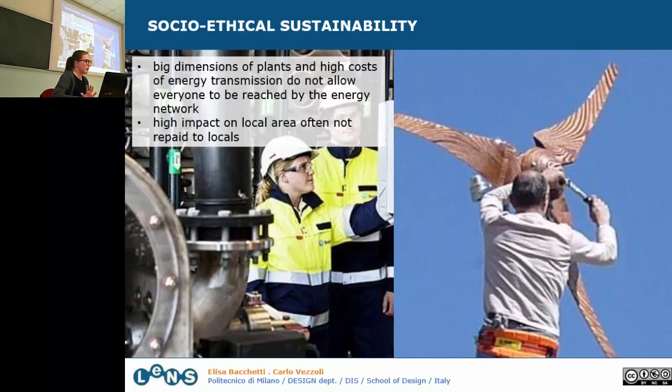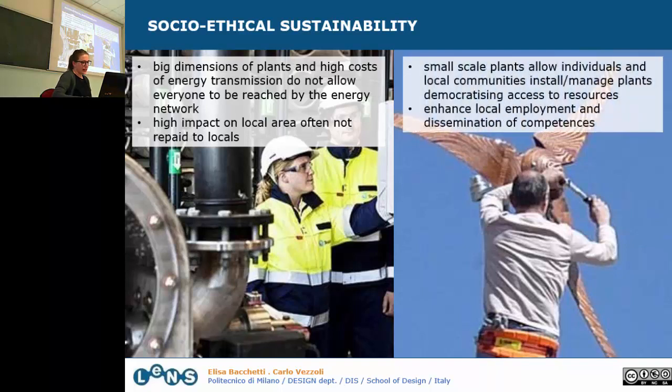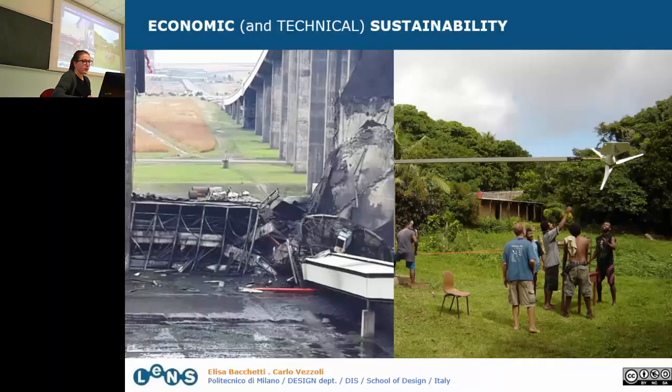And then they have a great impact, a high impact in the local area, but usually they don't give benefit to the locals. They give benefit to someone else. So the locals have the problem of the impact and they don't receive even energy. Instead, if we build small-scale plants, they are usually used locally, so local people can benefit from this, and also they can increase their employment and working conditions.